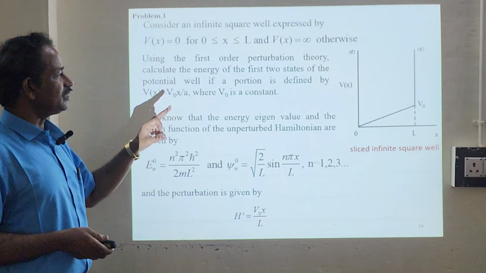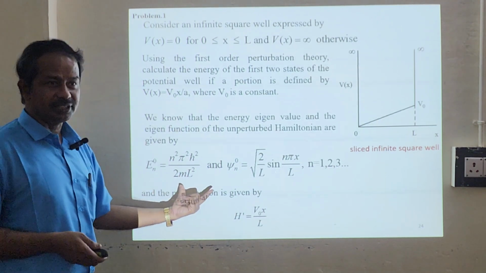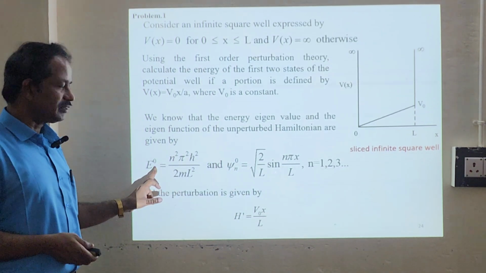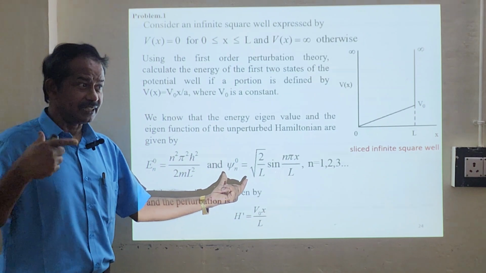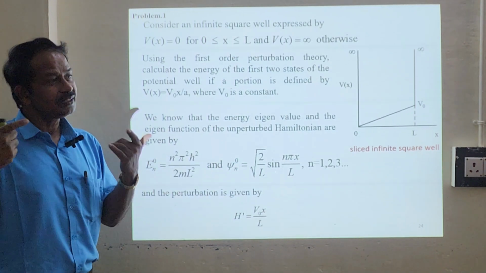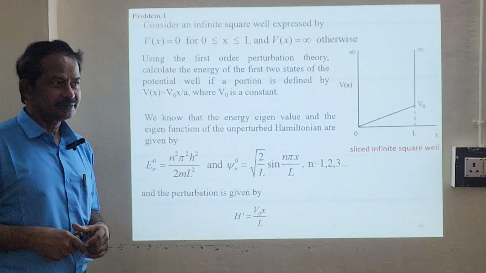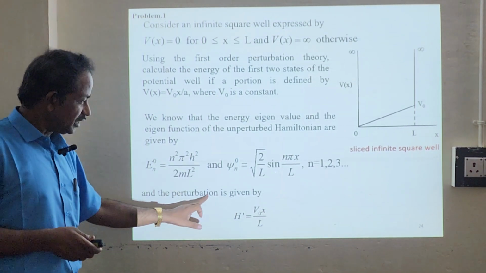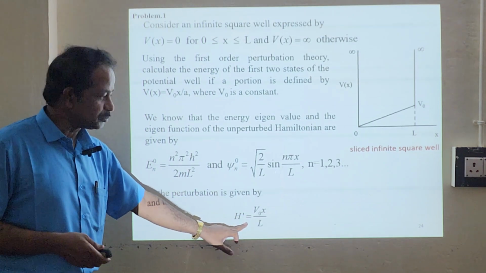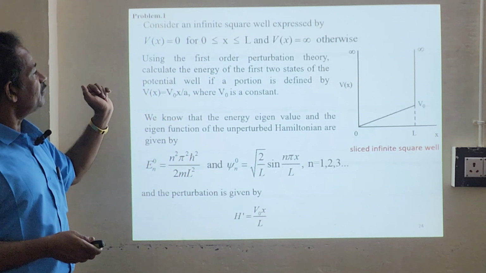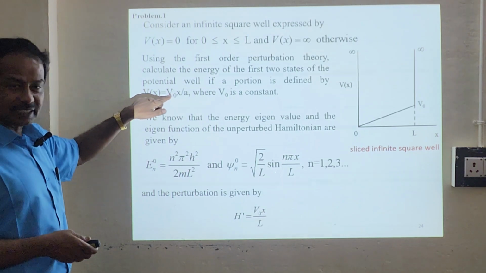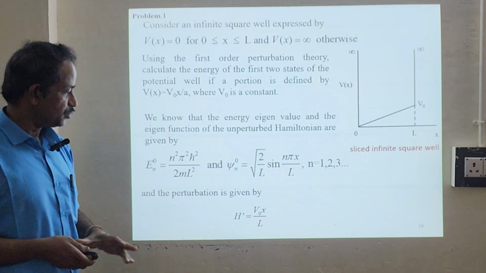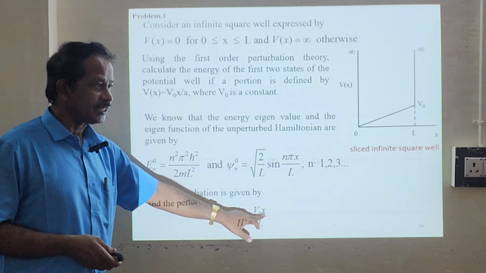We know that the energy eigenvalue and the eigenfunction of the unperturbed Hamiltonian are given by this expression. En is given by this expression. We studied it earlier for the infinite quantum well, the exact solution, in unit 2. Now the perturbation is given by this expression, V naught x by L. So our H prime equals V naught x by L.